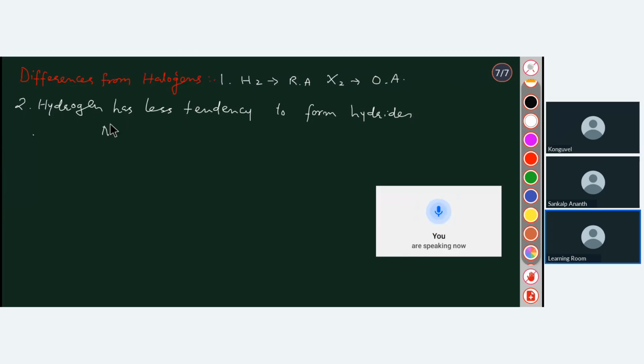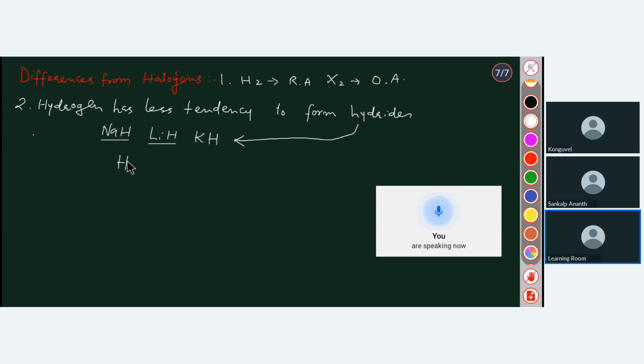For example, NaH. Hydrogen itself would form HH? No, it is just like this: sodium hydride, lithium hydride, potassium hydride. These are the hydrides, right? Yes, sir. Okay.